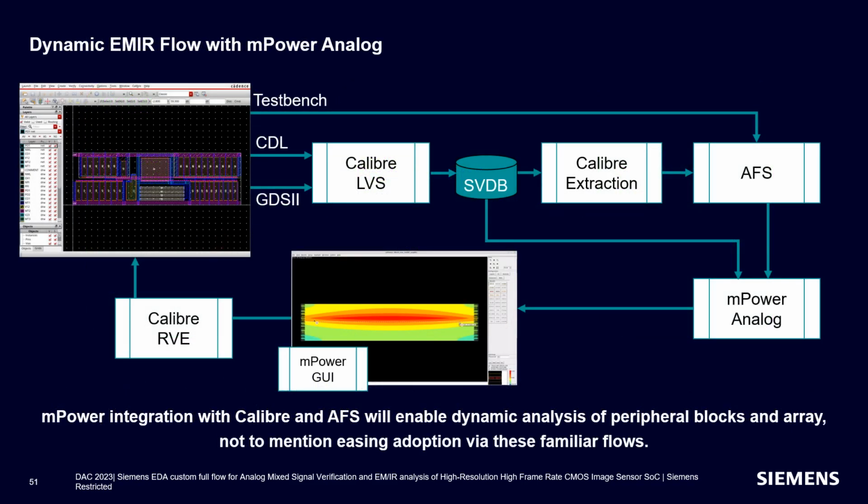This is the expected dynamic EMIR flow with mPower. The only additional step compared to the static IR drop analysis is that the FSDB database from the AFS run can be imported into mPower to take the time-dependent current profile for each transistor.